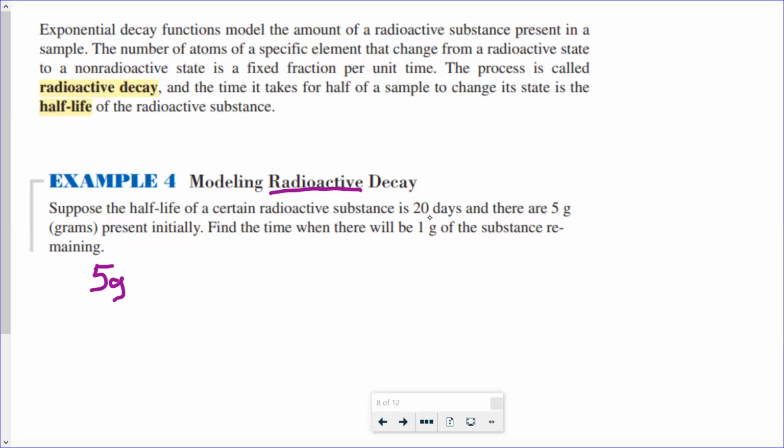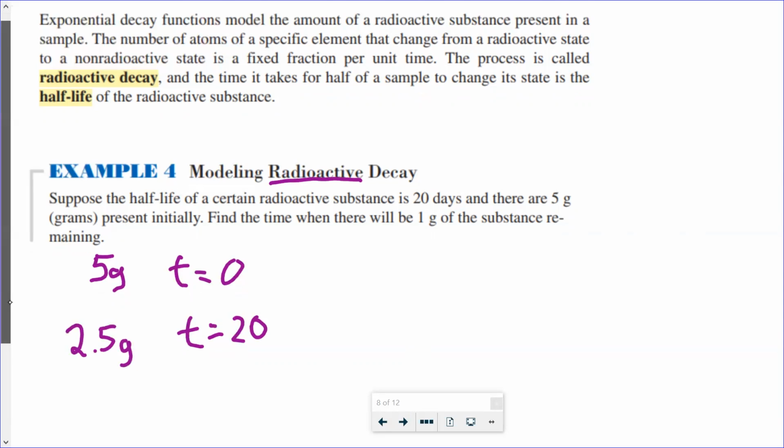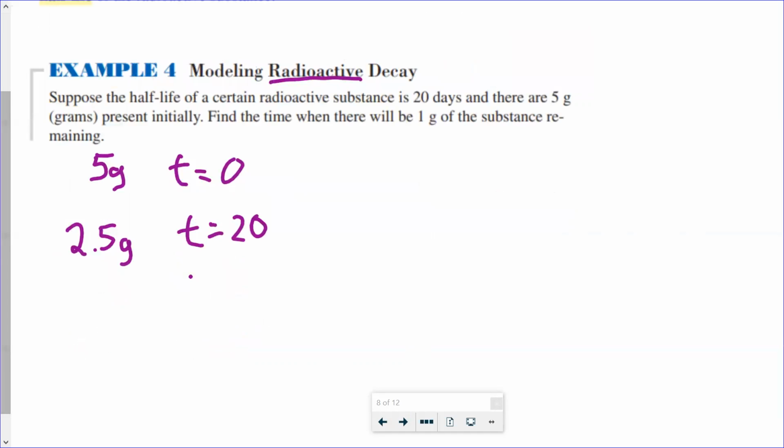Now, its half-life is 20 days. That means, so this is at time 0. If I jump to time 20 days, how much is left of this radioactive substance? It would be half of 5, which is 2.5. Well, then if I were to go 20 more days, that would put time up to 40, right? How much would be left? That would be half of 2.5, which is 1.25.